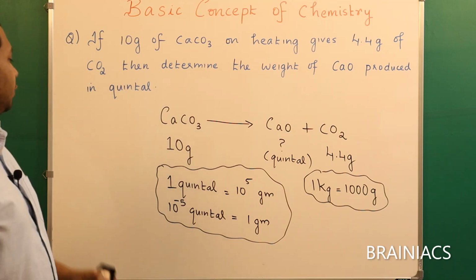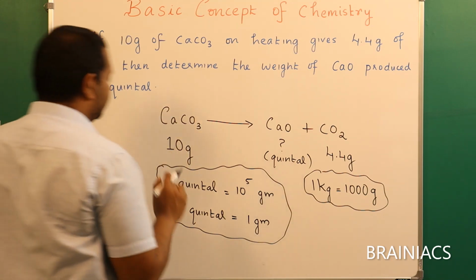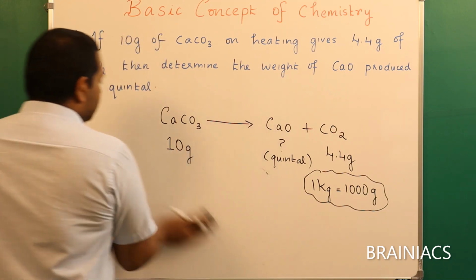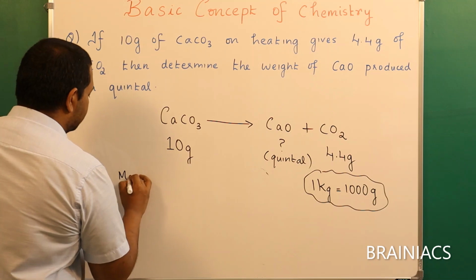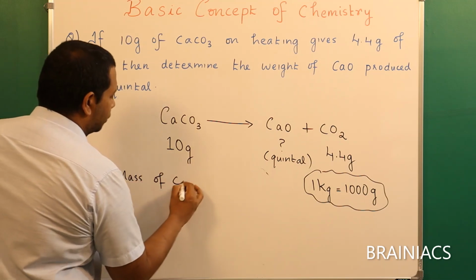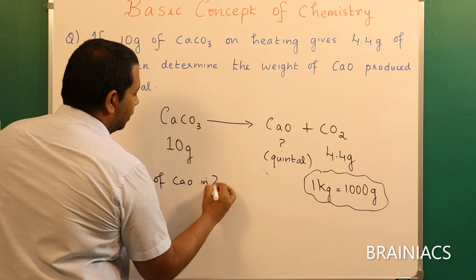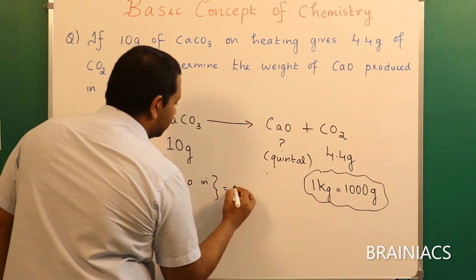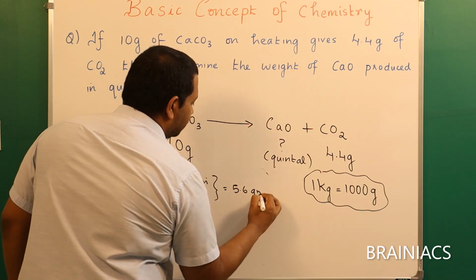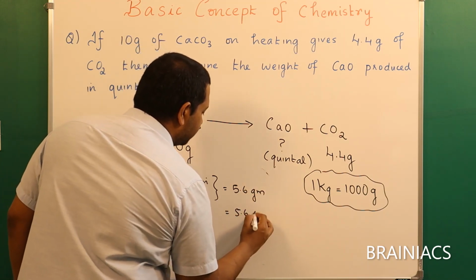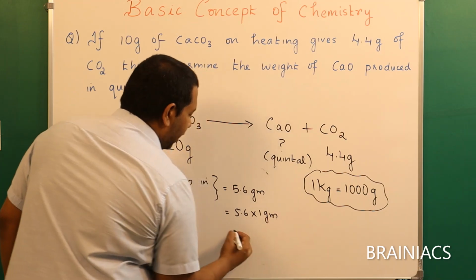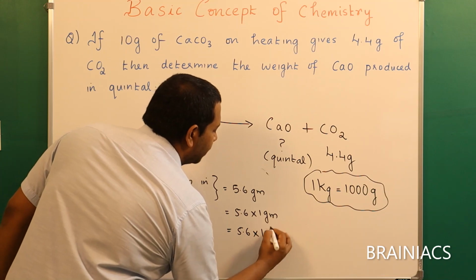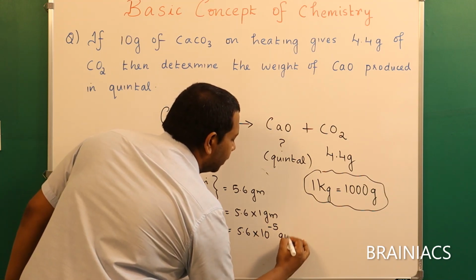Now what is the answer we got? We got the answer as 5.6 grams. So we will do that. Now the mass of calcium oxide in quintal is equal to, we know that we got the answer 5.6 gram. So this can be written as 5.6 into 1 gram, and 1 gram is how much quintal? 10 power minus 5 quintal.